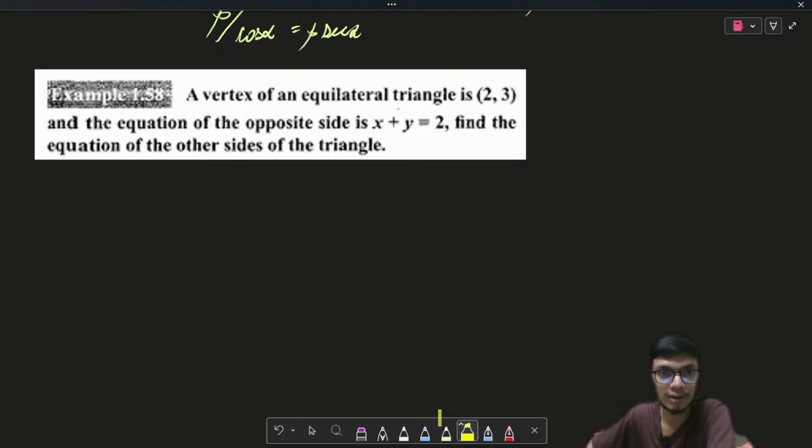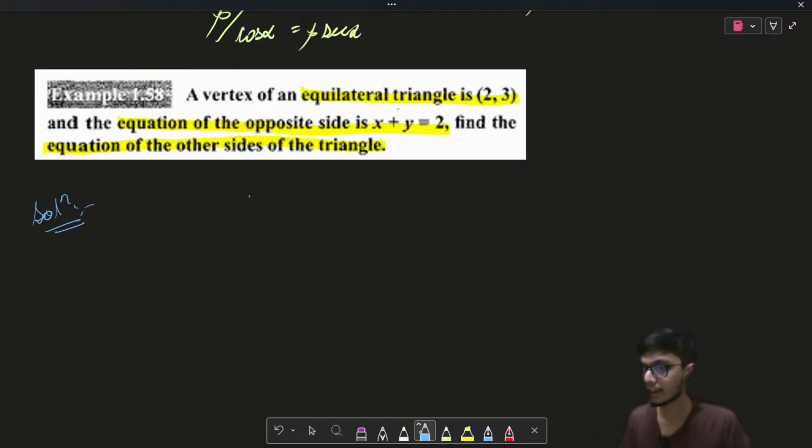The vertex of the equilateral triangle is given as (2, 3), and the equation of the opposite side is given as x plus y is equal to 2. Then find the equations of the other sides of the triangle. So if you have this problem where an equilateral triangle is mentioned, the question mentions an equilateral triangle, so we have this equilateral triangle with us.